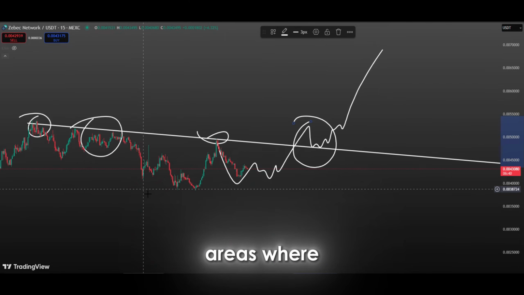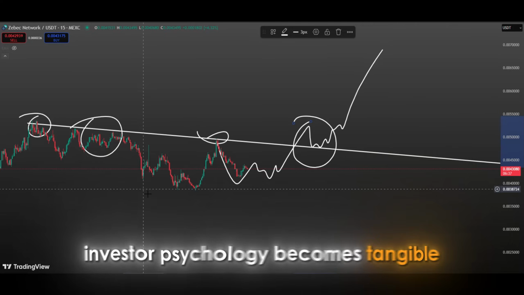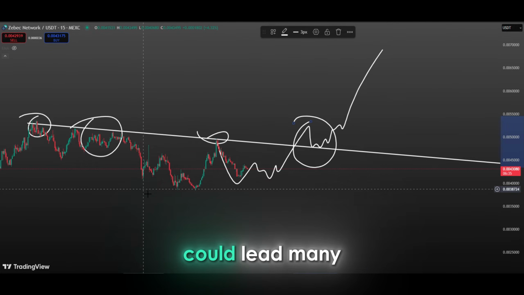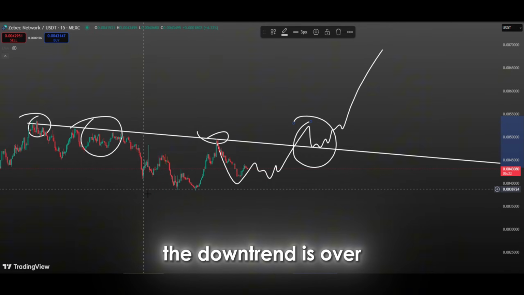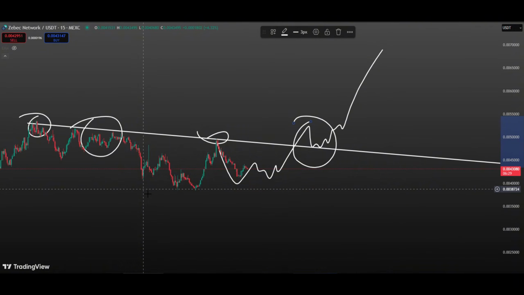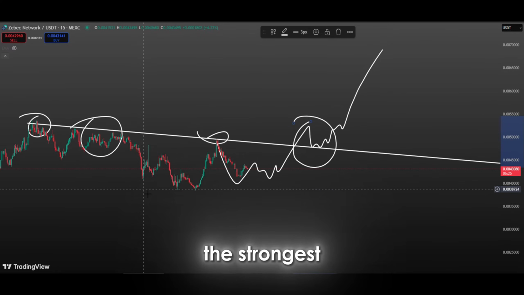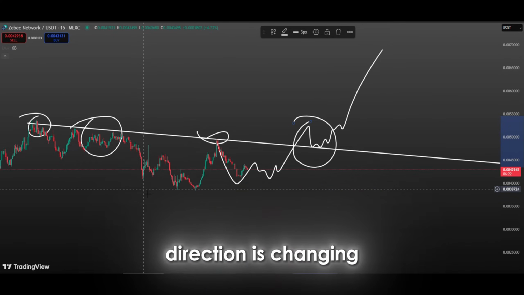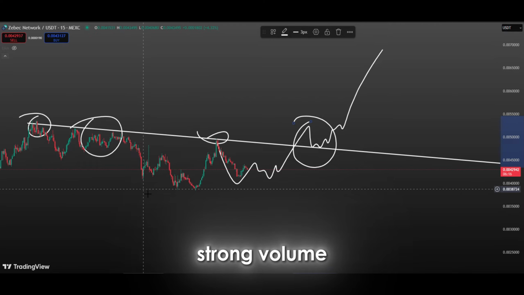Trend lines are areas where investor psychology becomes tangible. A breakout above this line could lead many investors to believe that the downtrend is over. Once this psychological threshold is crossed, a wave of buying may quickly follow. A break of a downtrend is often one of the strongest technical signals that the market direction is changing. After such a breakout, prices typically gain upward momentum, often supported by strong volume.